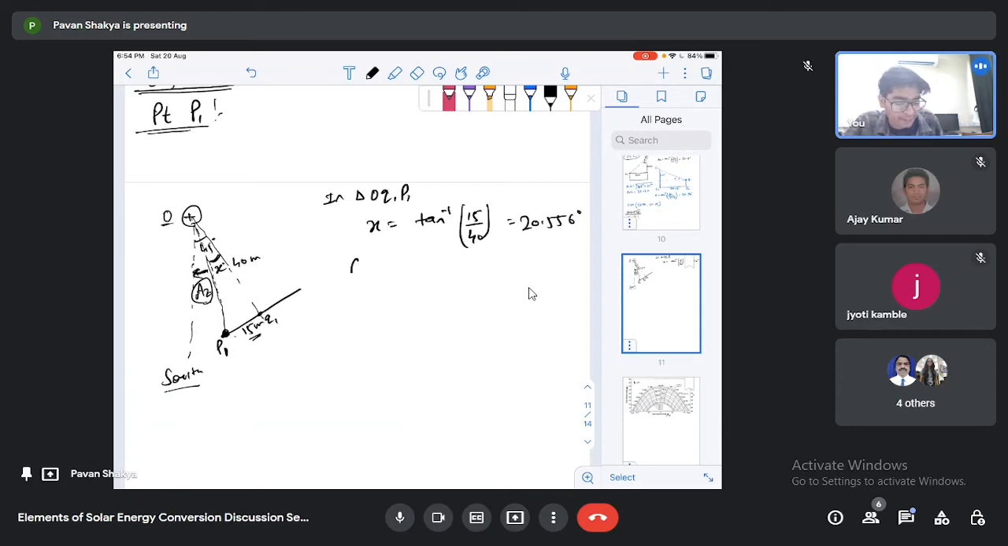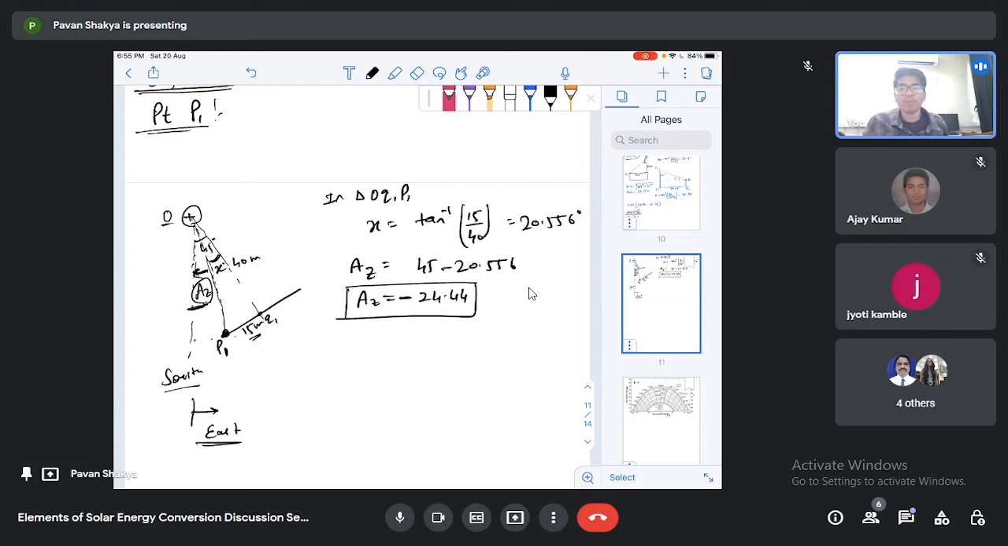Then we can easily calculate this azimuth angle as Az will be 45 minus 20.556. That will be 24.44. Now you will see that this point P1 is in the east direction. So we have to calculate this azimuth angle as negative. So this Az will be negative 24.44.